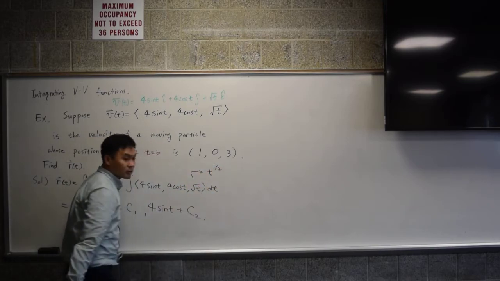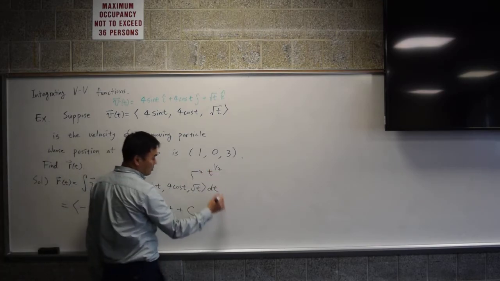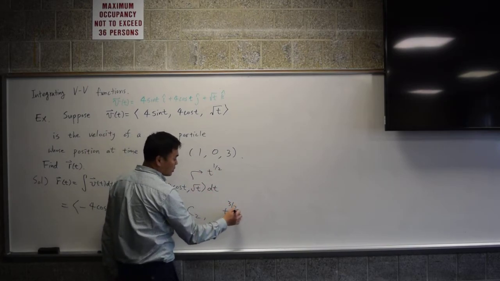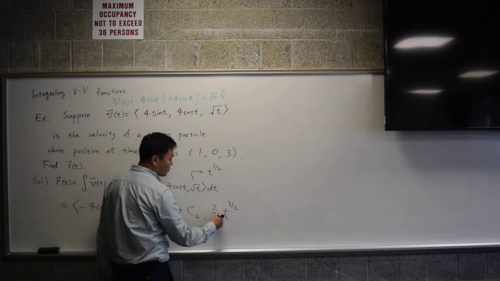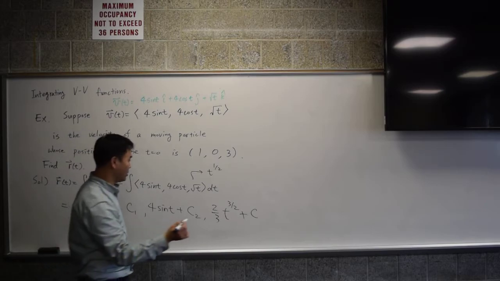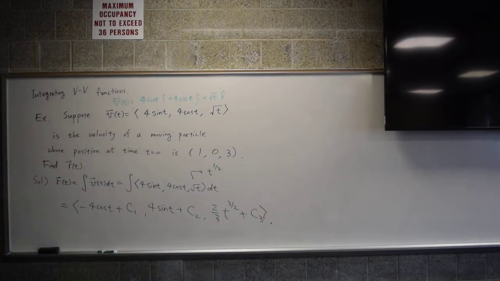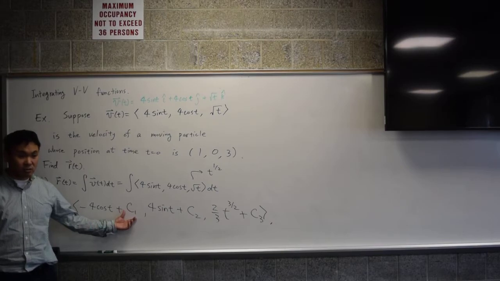Finally, to integrate square root of t, you first convert this into t to the 1/2 power. The way you integrate that is to add 1 to the exponent. 1 plus 1/2 is 3 over 2. Then put the reciprocal of that number in front, which is 2/3, and then plus C3.